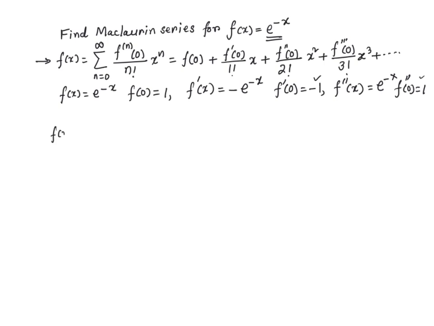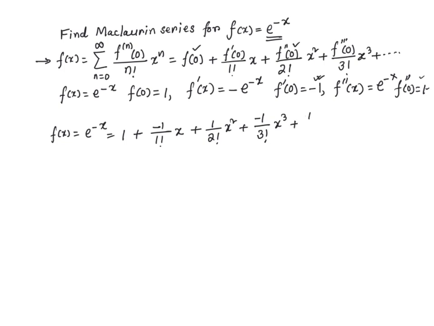So my f of x, e to the power negative x, is going to be f of 0, the first term, which is 1, plus f prime of 0. f prime of 0 is negative 1, so it's going to be negative 1 over 1 factorial times x, plus f double prime of 0, which is positive 1 over 2 factorial times x squared, plus f triple prime of 0, which is negative 1, divided by 3 factorial times x cubed.